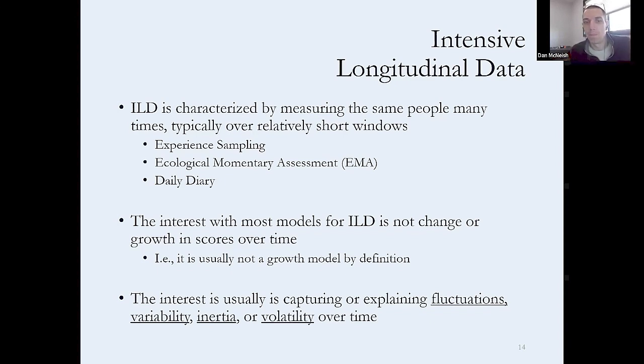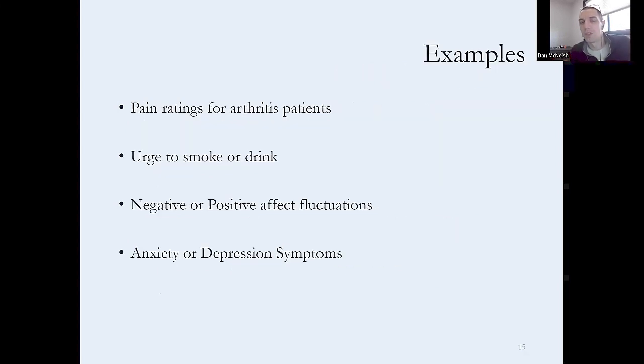Just as some examples, if you're talking about pain ratings in arthritis patients, day to day, how do people feel? When they wake up in the morning, do they have more pain than they do in the afternoon than they do at night? Really trying to leverage the high frequency of data collection here. Same thing with people's urge to smoke or to drink. Again, it's very, very dense data collection, trying to see fluctuations over time. Also with anxiety or depression symptoms.